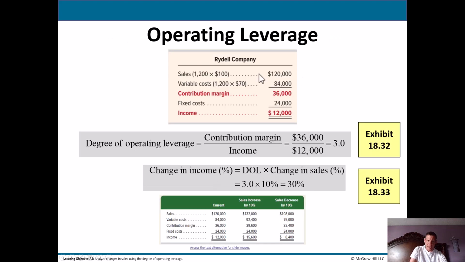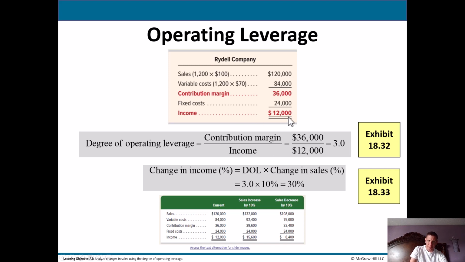And here is just so you can see it's not that difficult. Here is an example. So the degree of operating leverage, DOL, the contribution margin is 36,000. So you can see CM is 36,000. Our income is 12. So we have a degree of operating leverage of 3. Okay, so then the change in income as far as percent goes is the DOL, which is 3, times the change in sales, which was 10%. And then we have a change in income of 30%.